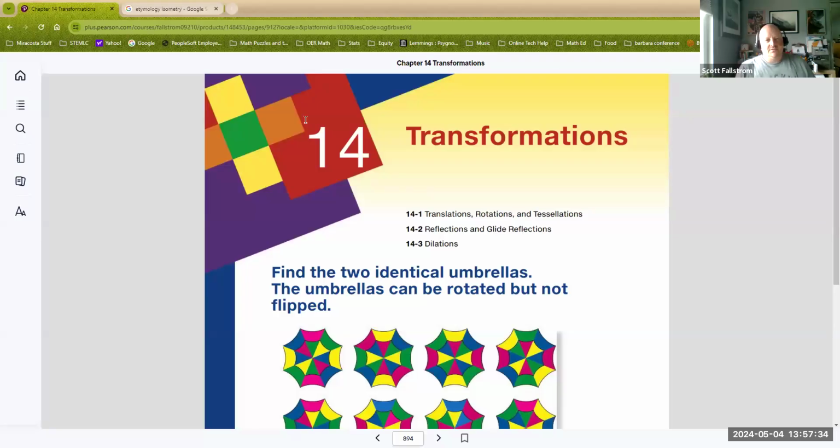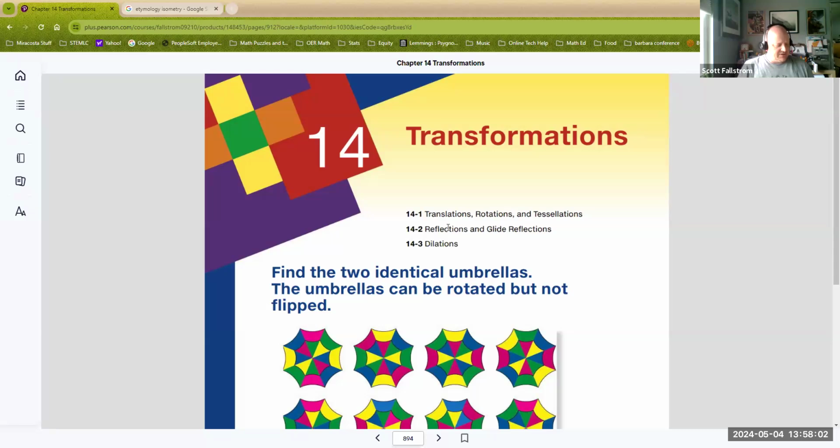Hello, students. We are jumping into chapter 14. It's our last chapter, and as you can see here, we've got 3 whole sections to cover. Now, I know that's not a lot compared to some of the other sections, but this chapter is going to be a little bit more visual. Some of the other ones are a little bit more abstract, so you have to do more thinking, but this one's definitely going to be a little bit more visual.